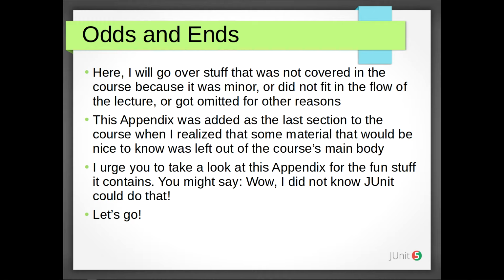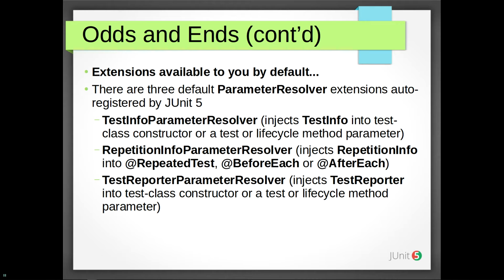Odds and ends. Here I will go over stuff that was not covered in the course because it was minor or did not fit in the flow of the lecture or got omitted for other reasons. This appendix was added as the last section to the course when I realized that some material that would be nice to know was left out of the course's main body. I urge you to take a look at this appendix for the fun stuff it contains. You might say, wow, I did not know JUnit could do that. Let's go.